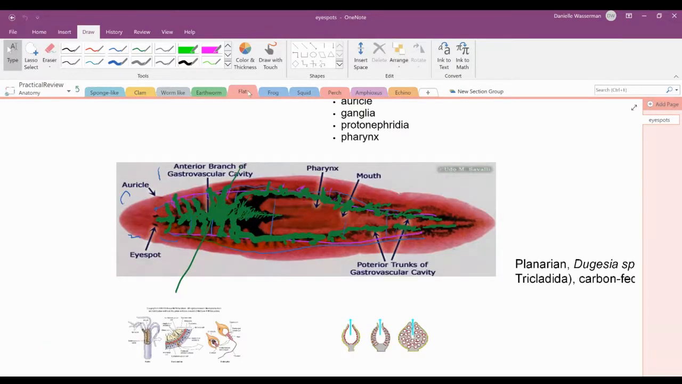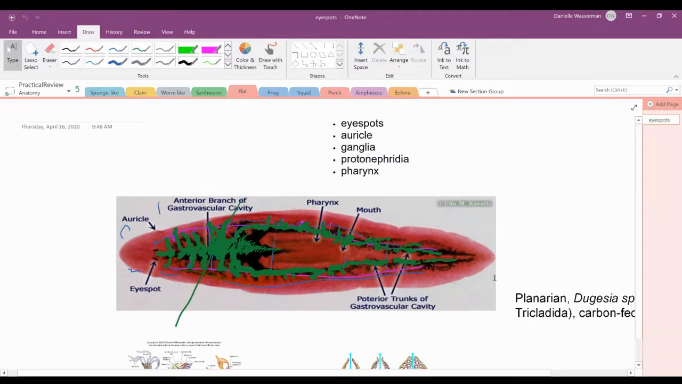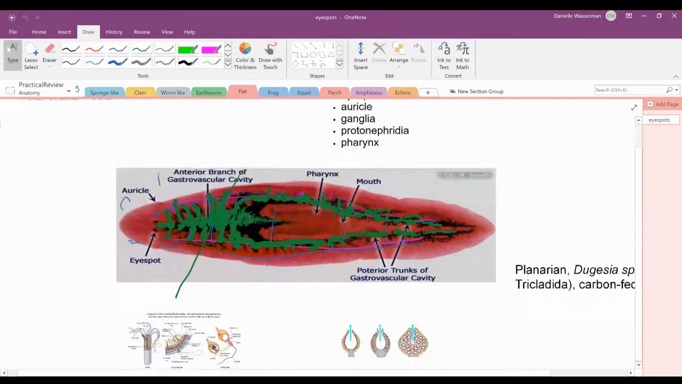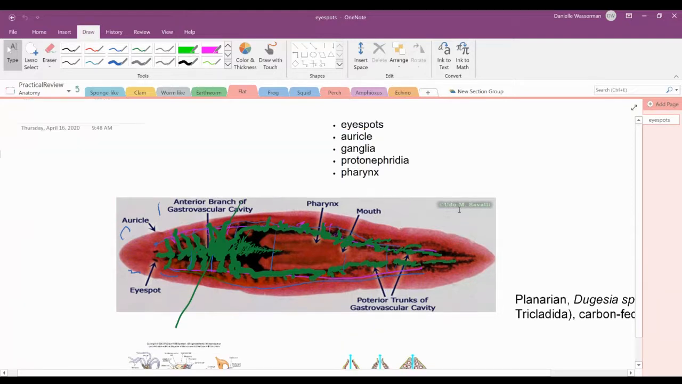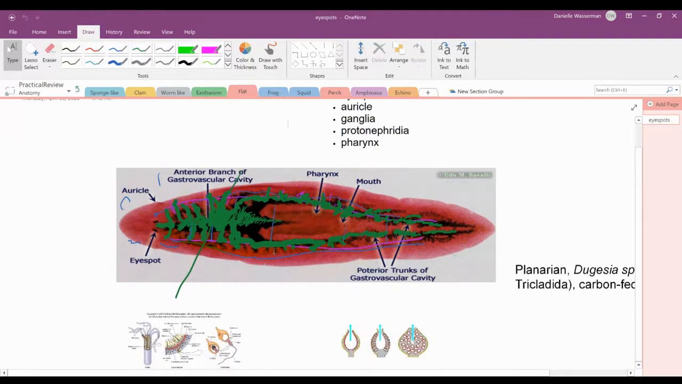So I showed this to my class last Friday, and I scribbled over this Dugesia slide. It's a flatworm to show that there's a digestive system layer, there is a nervous system layer, and there's an excretion layer. And if you can differentiate, then that is good. It helps to be aware of the layering.